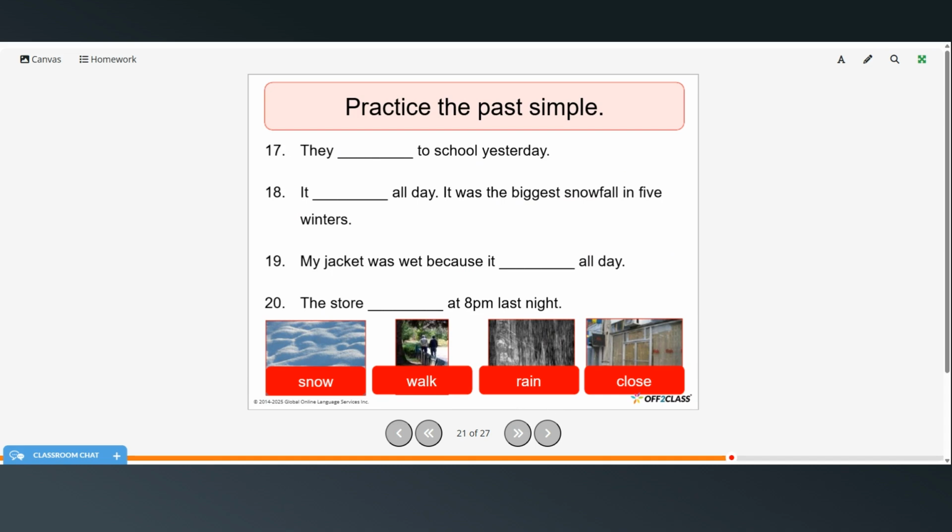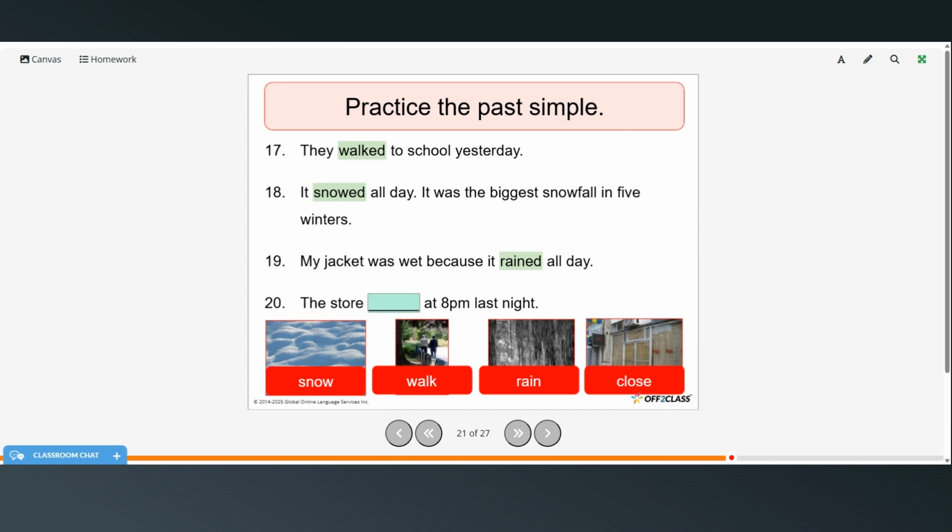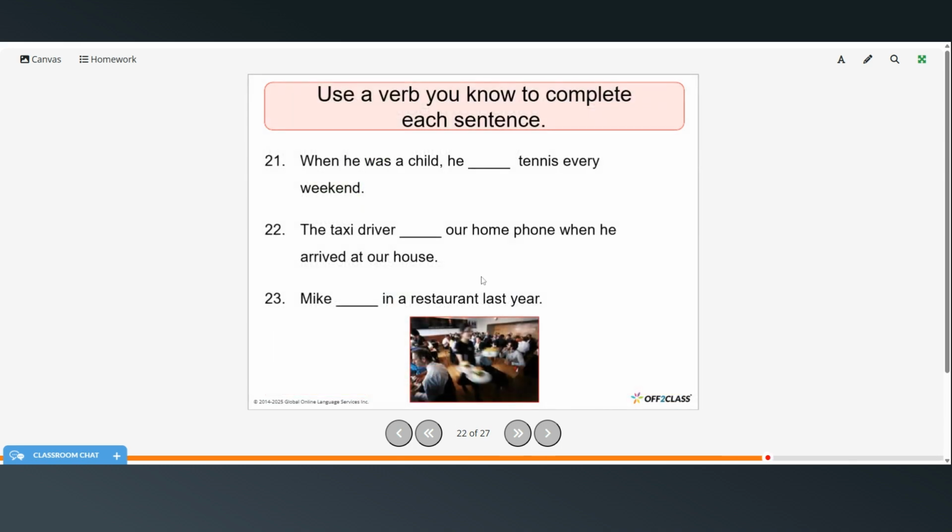All right, now we're going to practice past simple again. You'll choose which of the verbs below belongs in each sentence, and remember to make it past tense. So they walked to school yesterday. It snowed all day. It was the biggest snowfall in 5 winters. My jacket was wet because it rained all day. The store closed at 8 p.m. last night.